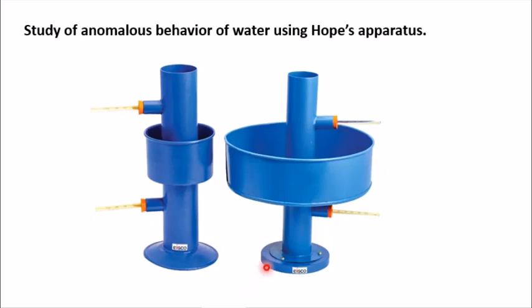So the apparatus has a cylindrical container and a bowl here, and there are a few spaces here where we can attach the thermometer. Inside the cylindrical container we add water, and in this bowl we add ice and salt, and we attach the thermometers through these provisions which are given in the apparatus.